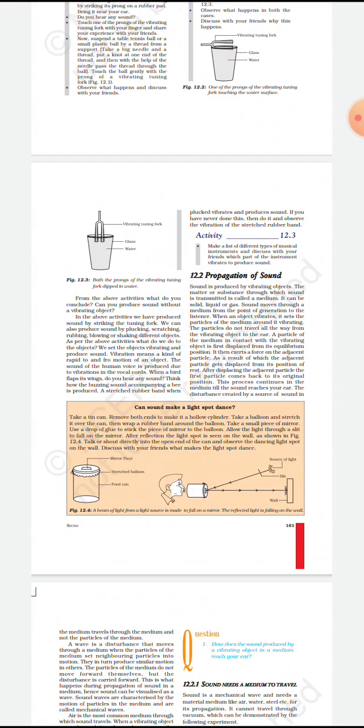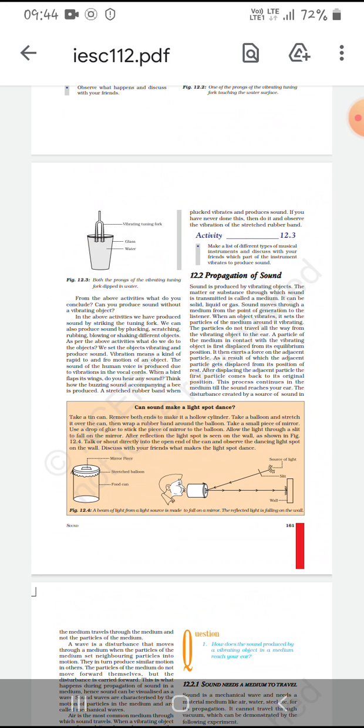Propagation of sound. Sound is produced by the vibrating of an object, whether it may be solid or liquid. The matter or substance through which sound is transmitted is called a medium. When the object vibrates, it sets the particles of the medium around it vibrating, and the particles do not travel all the way from the vibrating object to the ear. The particle of the medium in contact with the vibrating object is first displaced from its equilibrium position.